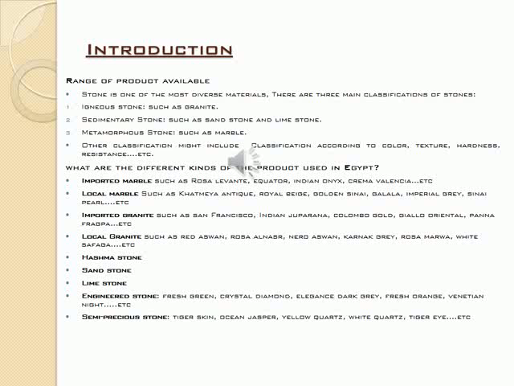Igneous stone is made basically from volcanic eruption, and such stones include granite. Sedimentary stone is made because of the decomposition of organic material. Such stone include limestone and sandstone. Metamorphic stone is made under huge pressure. Such stones include marble. Other classifications may include color, texture, hardness, resistance, and many other characteristics.